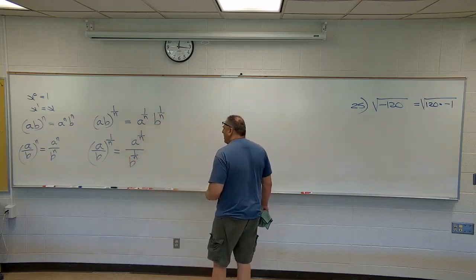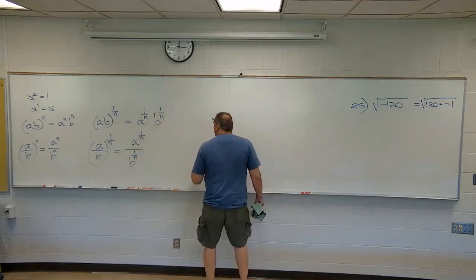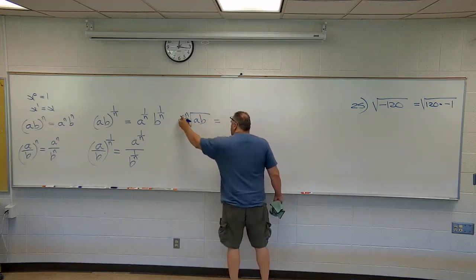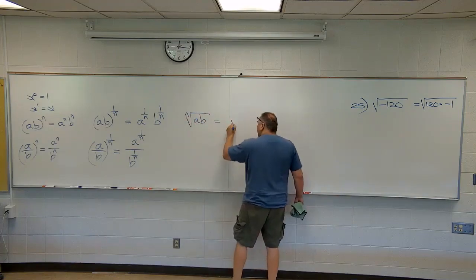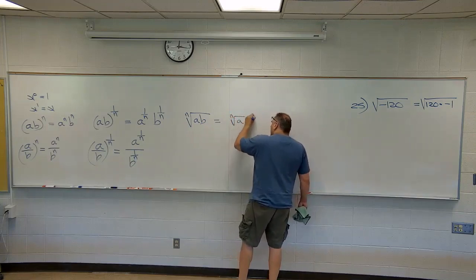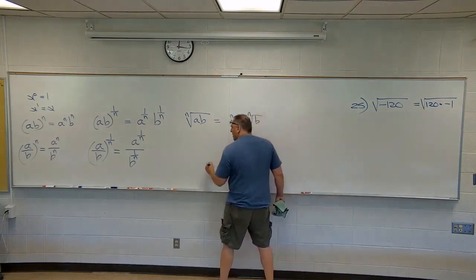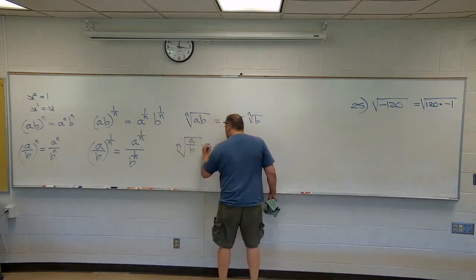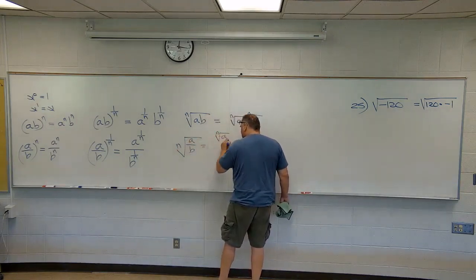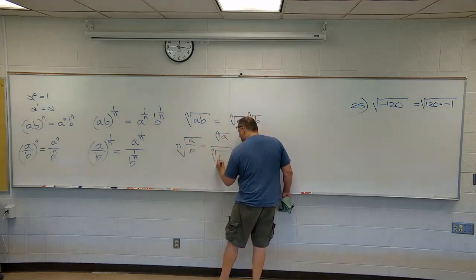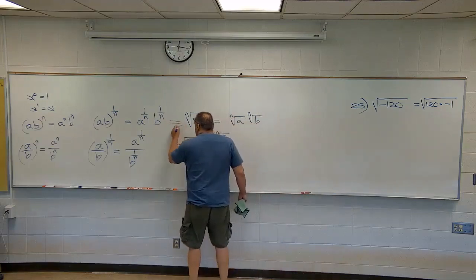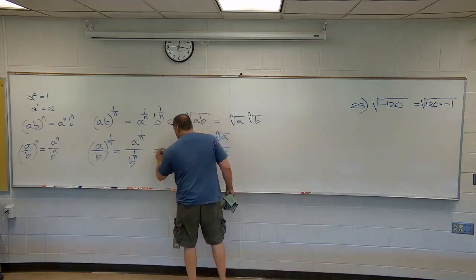Absolutely. May I ask you a question? Didn't we say that anything to the 1 over n is the nth root? The nth root of a product is the product of the individual nth roots. The nth root of a quotient is the quotient of the nth roots. These are completely analogous. They're not analogous, they are identical.